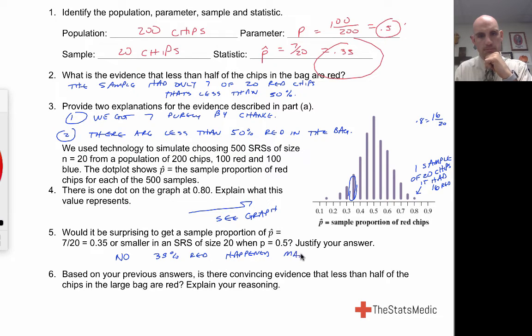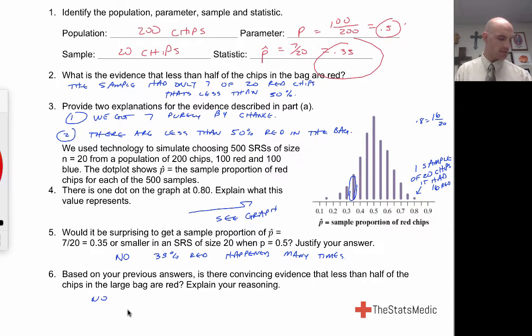Many times. Okay, it actually happened many times. And so it's not sitting out there at the end. It happened many times. So based on our previous answer, is there convincing evidence that less than half of the chips in the bag are red? Explain your reasoning. No.